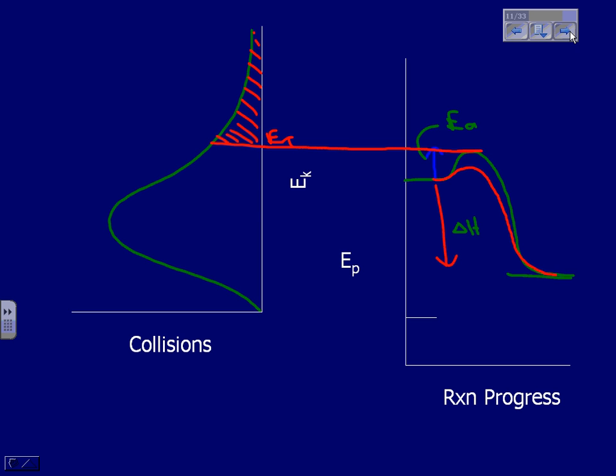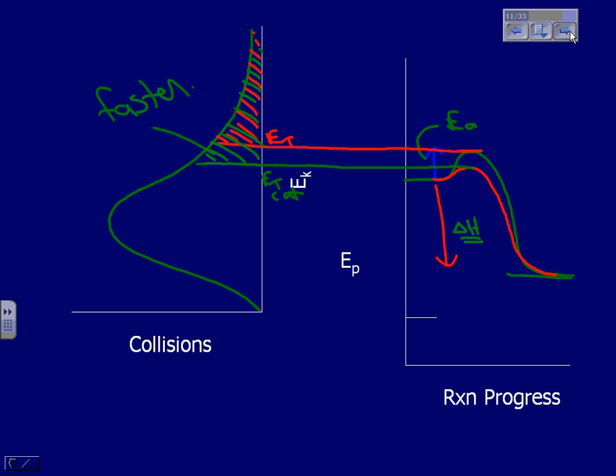Notice for the catalyst, the delta H is the same, I haven't changed anything, but the energy needed to react is now down there. This is the ET cat, the ET with the catalyst. So what have we done effectively? We now have more of them that can react, and the reaction goes faster. We have a greater fraction of successful collisions. So that's how those two graphs relate with each other.